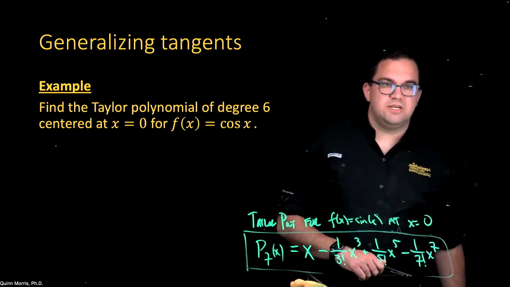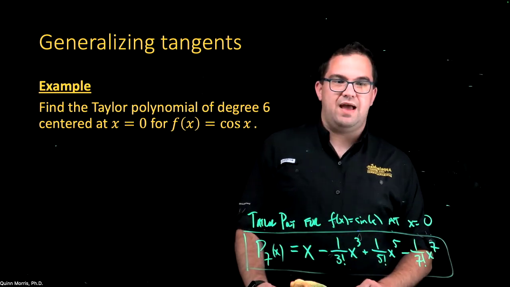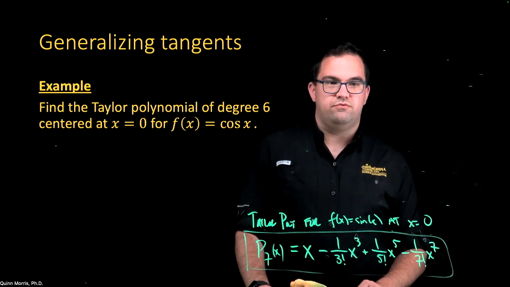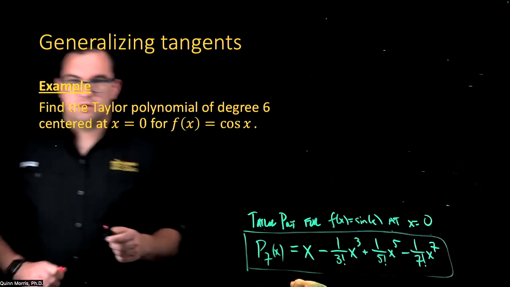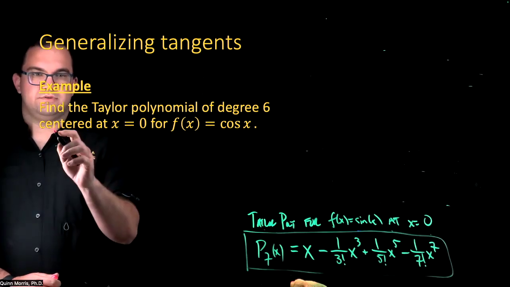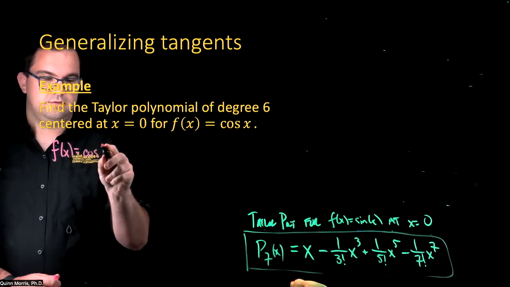Okay. So now imagine I change the problem and I ask you to find the Taylor polynomial of degree 6 centered at x is equal to 0 for cosine of x. All right. So we know we're going to need all of our derivatives, right? So we start with our function again. F of x is cosine of x.